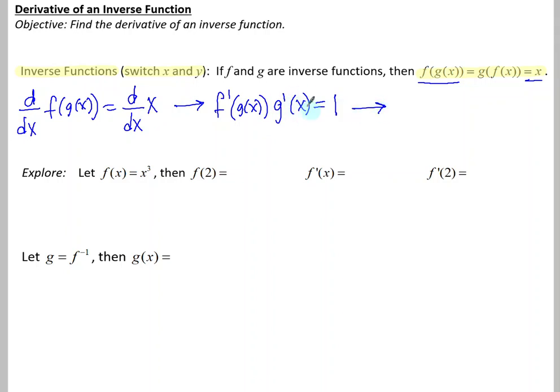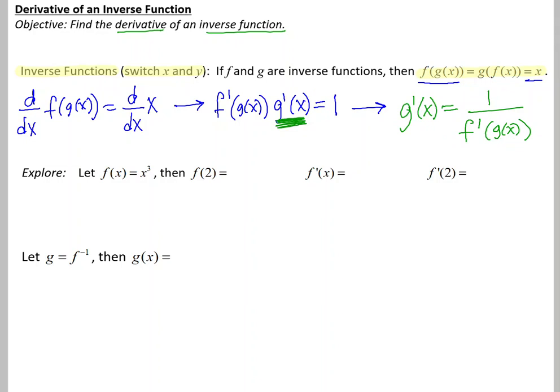Solving for the derivative of g of x, because we want the derivative of the inverse function, we get that g prime of x equals 1 over f prime of g of x, because we've divided by what's multiplied to g prime of x. So it shows that if g is the inverse of f, its derivative is the reciprocal of the derivative of f with g of x plugged in.